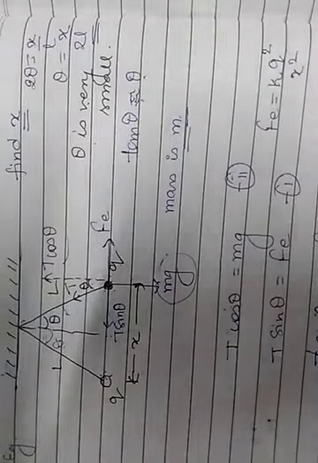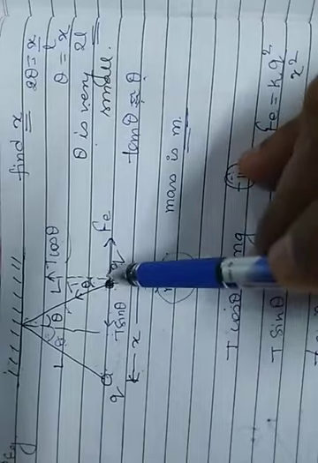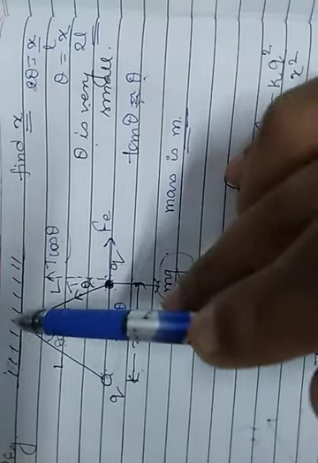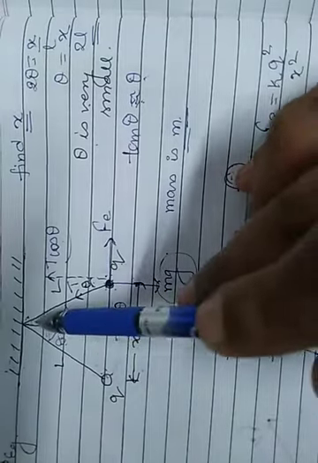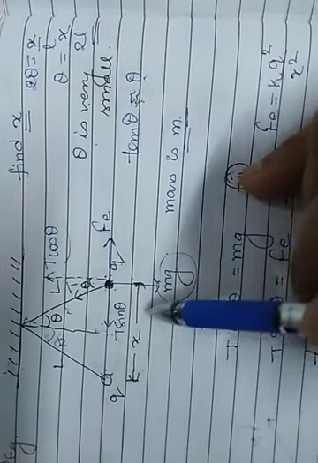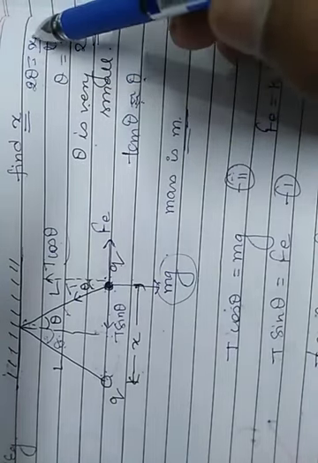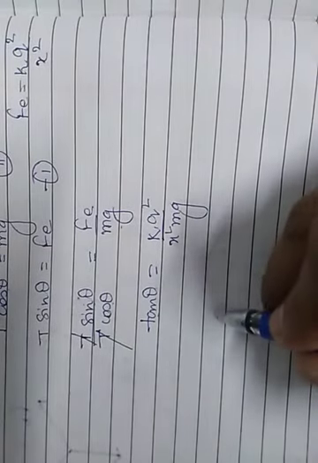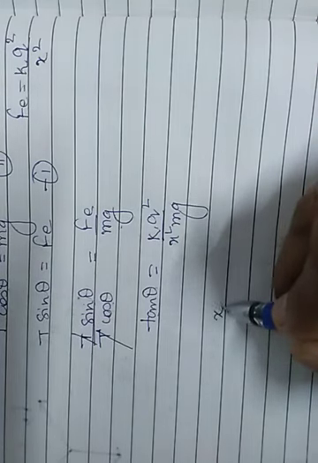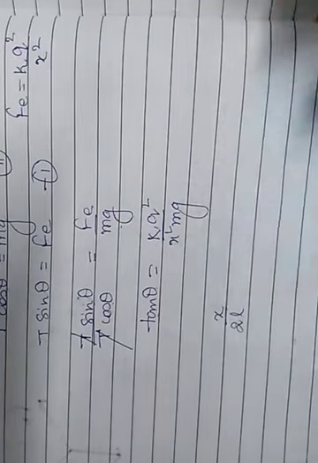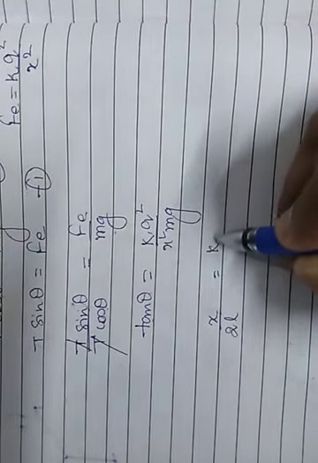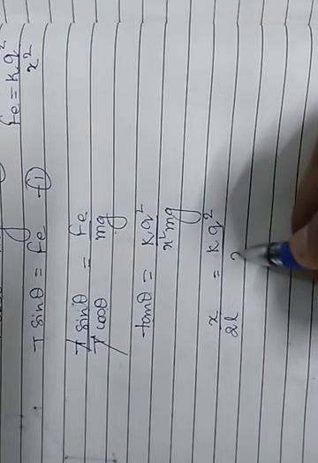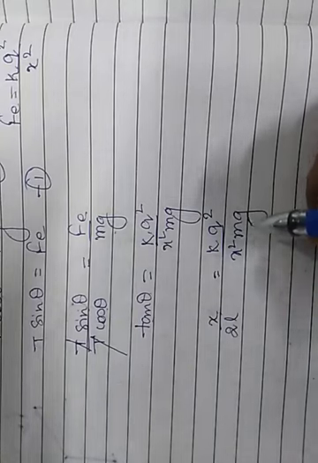We can also calculate tan theta from this triangle. Tan theta is opposite upon adjacent. As this angle is very small, this length is equal to the length of the string. So 2 theta is equal to x upon L and theta is equal to x upon 2L. Just substitute the value here instead of tan theta, that is x upon 2L, and that is equal to k q square upon x square mg.